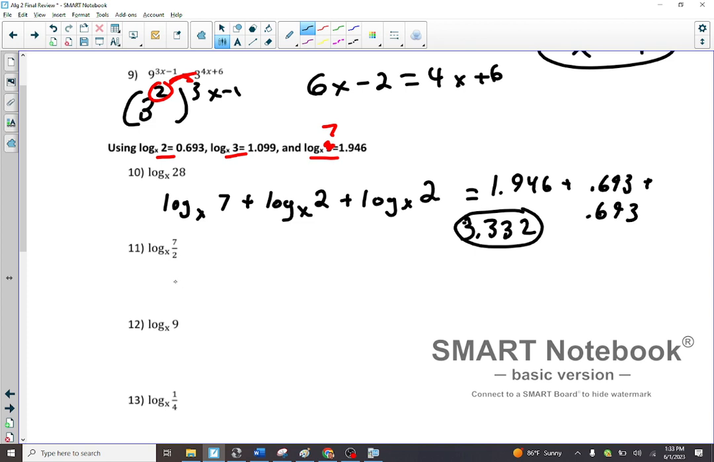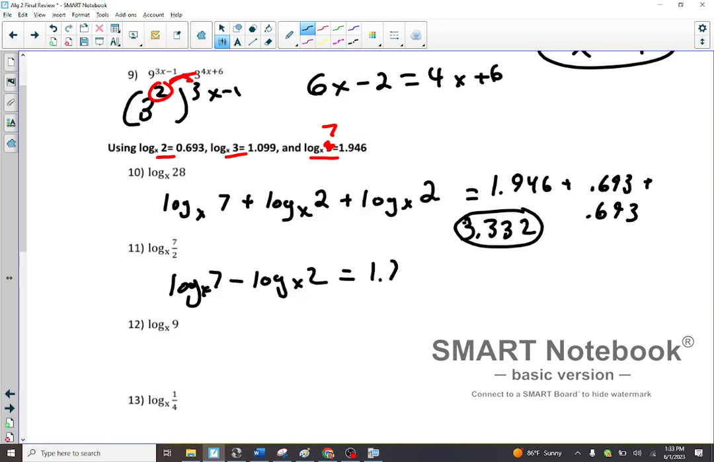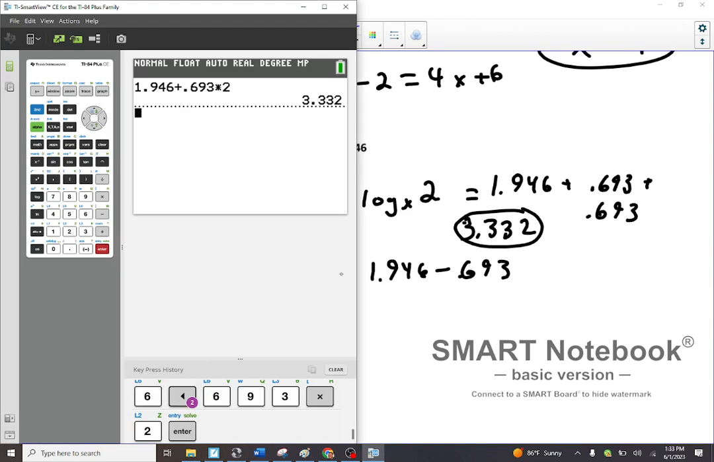This is division, so that's subtraction. So log x of 7 minus log x of 2. That's going to become 1.946 minus 0.693. So 1.946 minus 0.693.